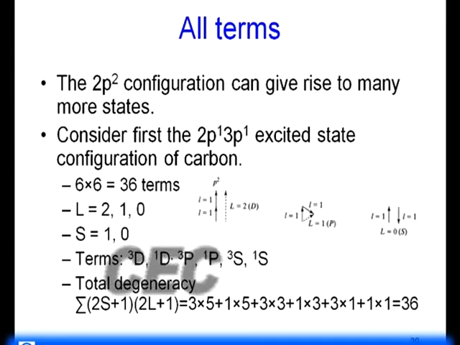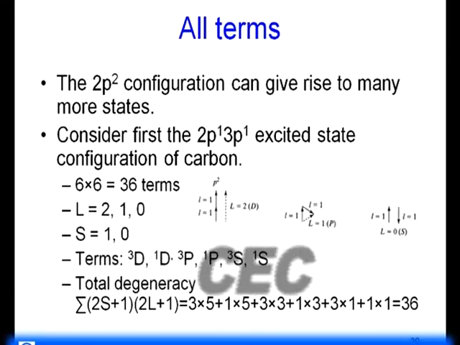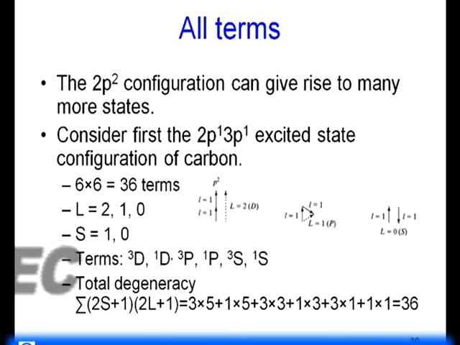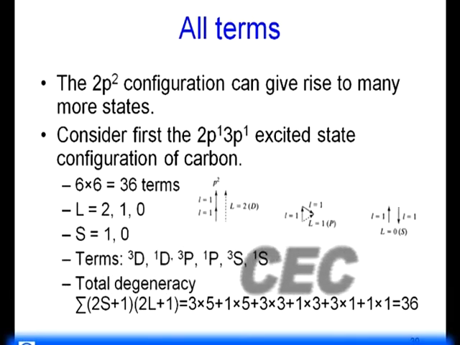The total degeneracy of a state is given by 2S plus 1 into 2L plus 1. So a 3D state has a spin degeneracy of 3. For a D orbital, the L value is equal to 2, so the degeneracy is equal to 2 into 2 plus 1, which is equal to 5. So 3 into 5, the 1D has a degeneracy of 1 spin into 5 and it becomes 5, and for 3P the spin degeneracy is 3, the orbital degeneracy is equal to 3 because 2L plus 1 is equal to 3, and so on. When you add up all these degeneracies, you get 36. This is something that when you are doing a calculation, you must check, because otherwise if it does not add up to what you had predicted, you are making some mistake somewhere.